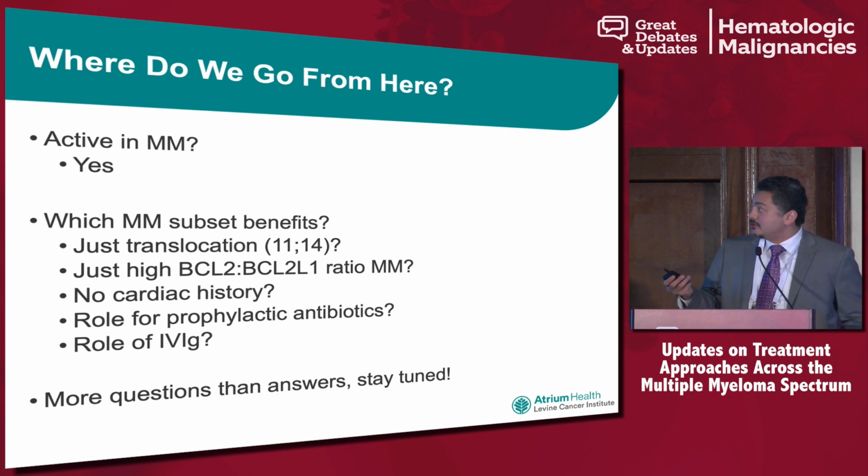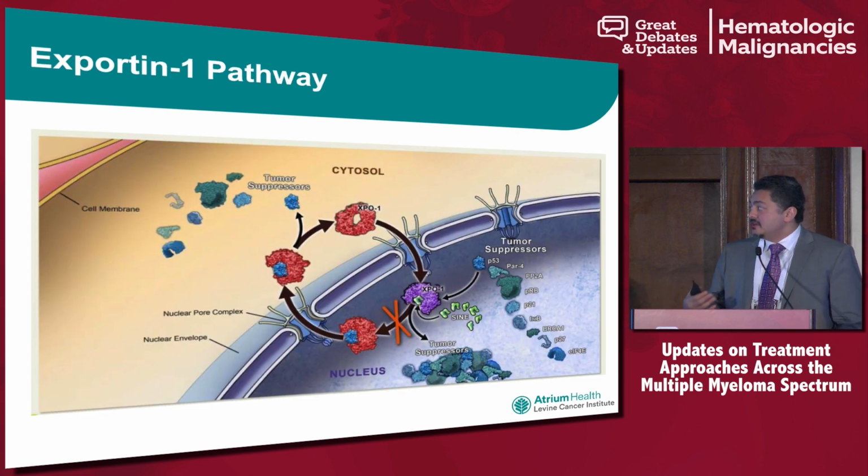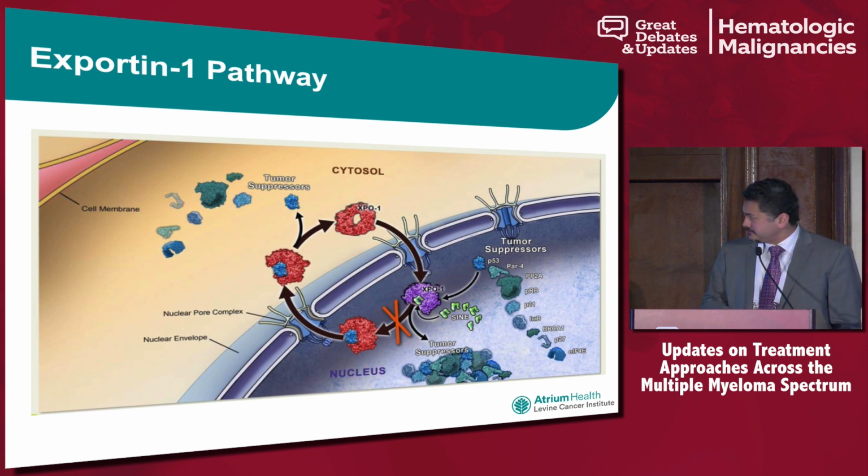So is it active in myeloma? Yes. Which myeloma subset benefits? We just don't know. Is it just translocation 11;14? Is it the BCL2-L1 ratio high patients? No cardiac history. Is there a specific thing in the cardiac history that led to some of those cardiac deaths, role of prophylactic antibiotics or IVIG, if infections are an issue? So, we'll get to learn more about that over the coming months.